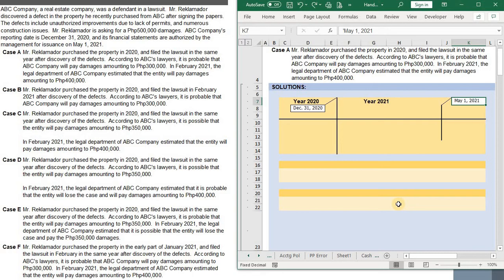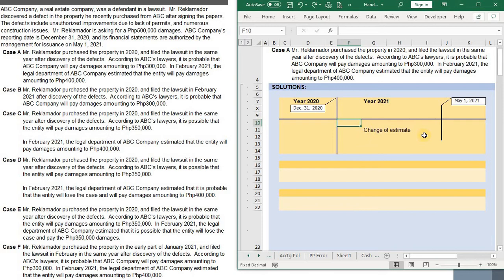Again, Mr. Reclamador purchased the property in 2020 and filed the lawsuit in the same year after the discovery of the defects. According to ABC's lawyers, it is probable that ABC Company will pay damages amounting to 300,000 pesos. In February 2021, the legal department of ABC Company estimated that the entity will pay damages amounting to 400,000 pesos. So the event that occurred in 2021, in February, is the revision of the estimate. So there is a change in estimate. This is the event after the reporting period.